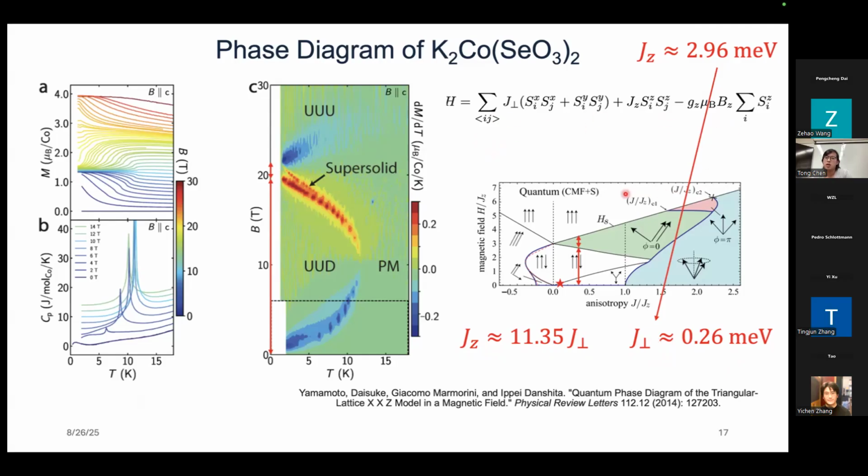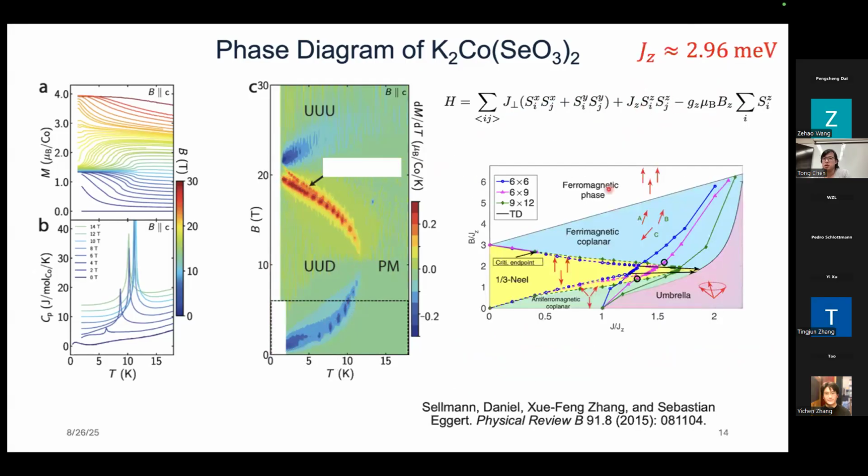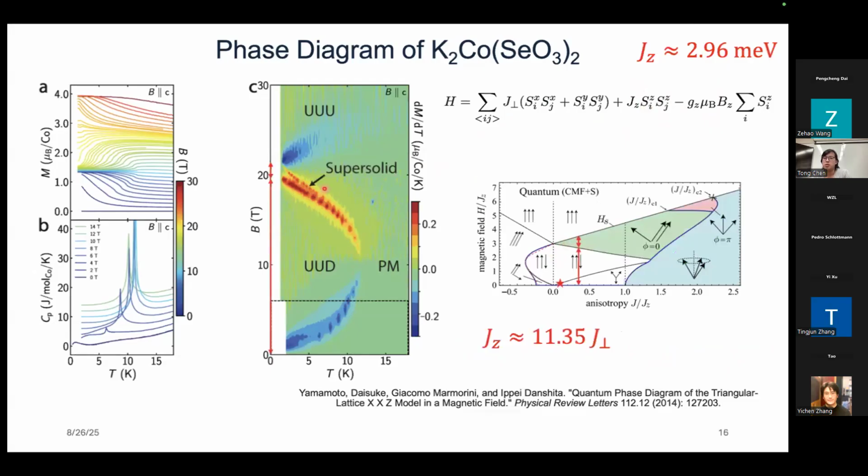Oh, so this arrow, the star, where's your exchange coupling constant? Is it in the regime of the star or this arrow? Yeah, it's the star. So we can first determine the leading exchange by comparing to the classical Ising model. And then JZ is about 3 millielectron volts. And then by comparing the ratio of the so-called high field supersolid and the up-down phase, we can know that the system is here, very close to the Ising case, and JZ is about 11.4 times J perpendicular. So we now have knowledge of both JZ and J perpendicular. Okay, thank you.